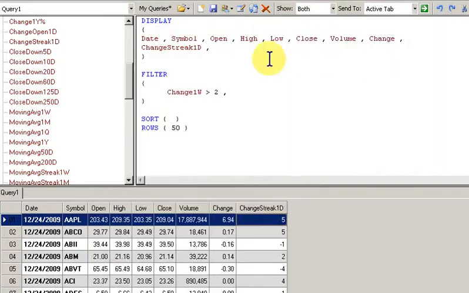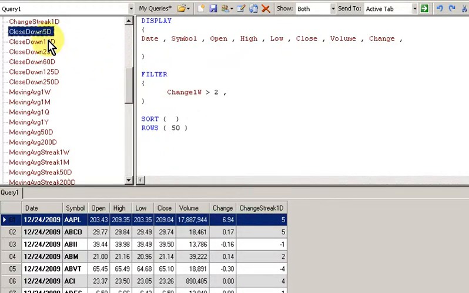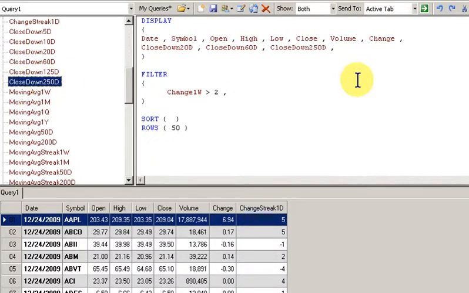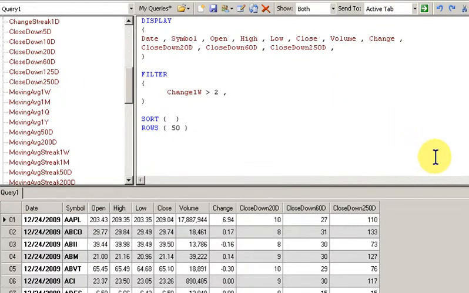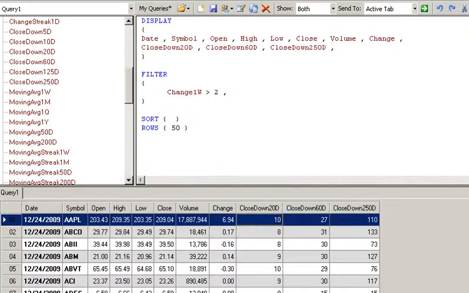Okay. Now the next one is close down. So I'll load a couple of these. Say close down 20 day, close down 60 day, and 250 day. Okay, I'll run that. What this tells you is how many days the stock closed down for that time part. So here you see that for close down 20 day, it was down 10 out of 20. That would also imply that it was even or better the remainder, the other 10. So in 60 day, it was down 27 of the past 60 trading days.